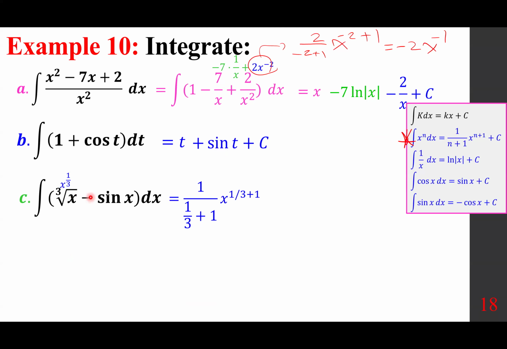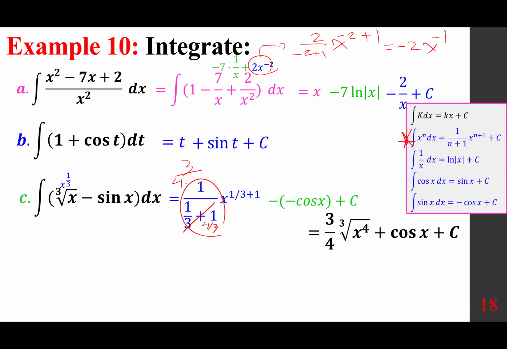Minus. The derivative of sine is cosine, but the integral of sine is negative cosine. So minus minus cosine x and a constant. Now, of course, this is plus. This one is 4/3, which makes this one 3/4, or 3/4 of cube root of x to the power of 4 plus cosine x plus a constant. Please understand, as usual, we don't have too many steps of calculus, but we do have algebra involved.